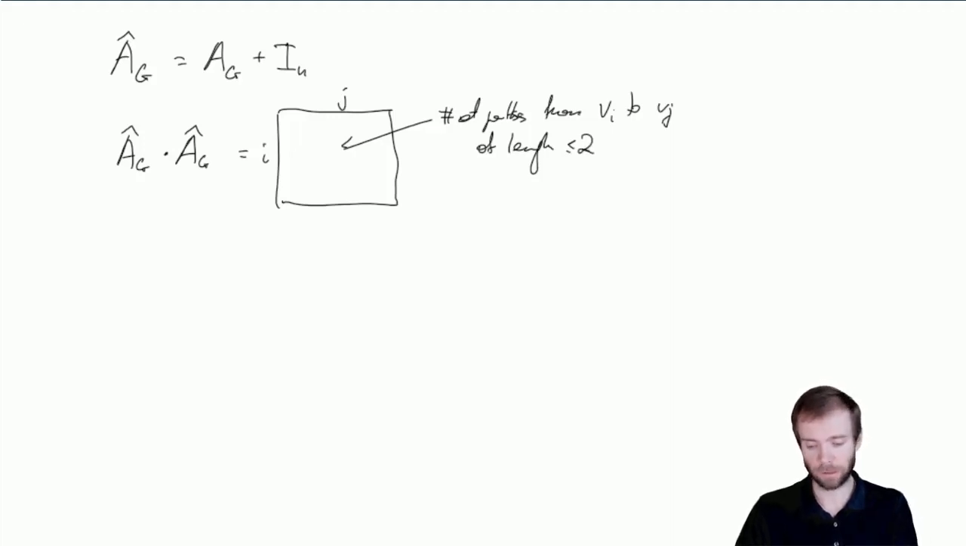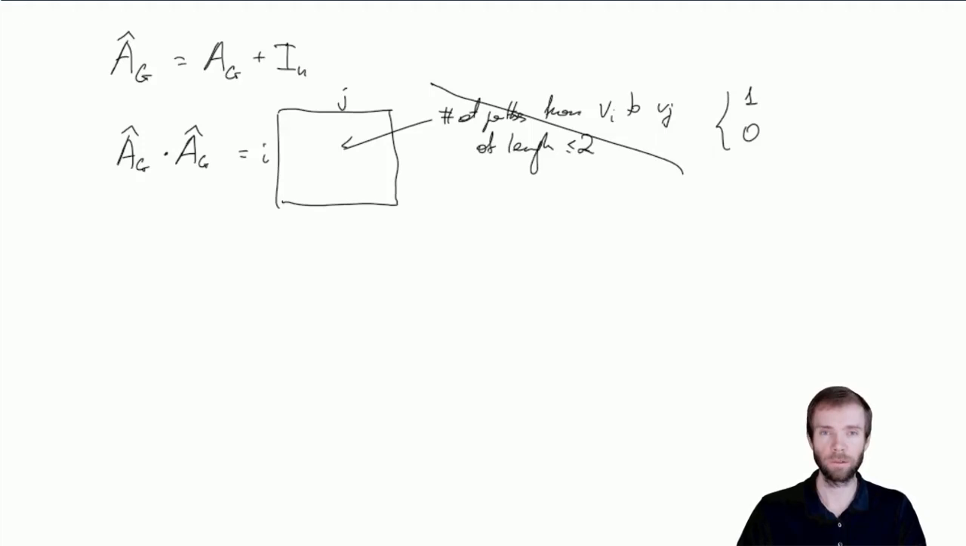Then we computed the square of this square, but actually we didn't really need the number of paths of length at most 2. We needed just to know whether the number of these paths is greater than 0 or is it 0. And so, instead of computing a number here, we'd better compute from the very beginning a 0 or 1 value. And to this problem corresponds the problem of Boolean matrix multiplication.